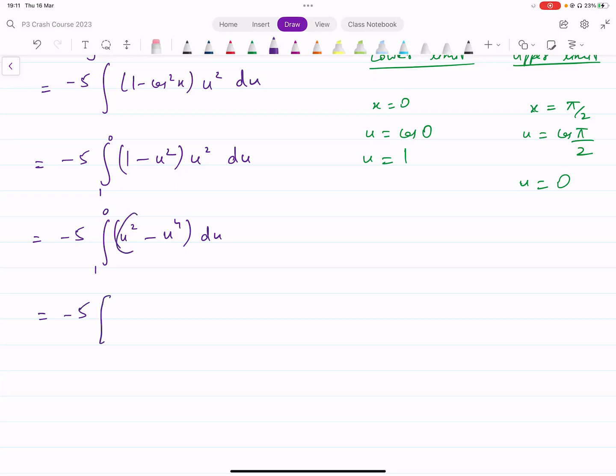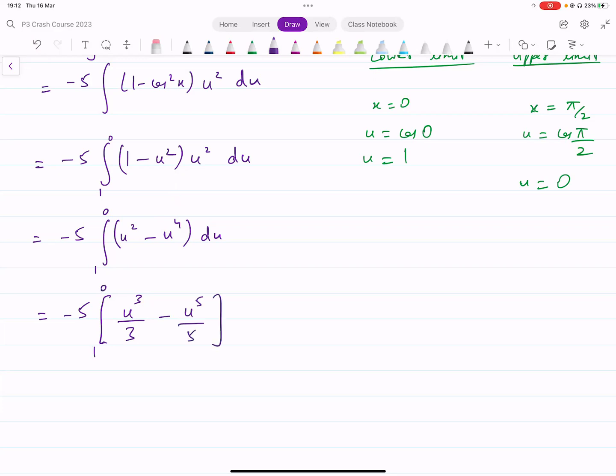What's the integral of u square with respect to u? It's a power function, right? U raised to power a constant. We can use the power rule here. It becomes u cube over 3. Remember, for using the power rule, the condition is this thing has to be linear. So it is linear. We can use the power rule directly like this. It becomes u cube over 3. And what's the integral of u raised to power 4? It's u raised to power 5 over 5. And that is what your integration is.